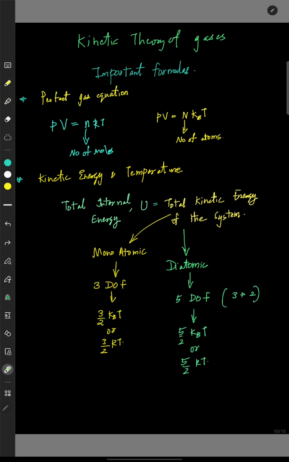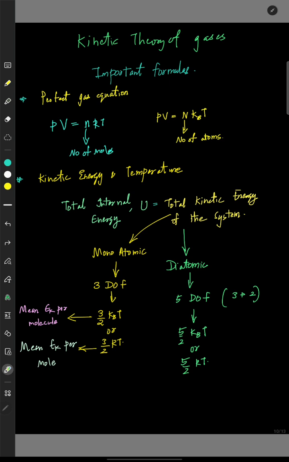For a monoatomic system, it comes with 3 degrees of freedom, that is 3 translational directions, and for each we have half kBT, so in total 3/2 kBT, or we can also say 3/2 RT. For the diatomic system, it comes with 5 degrees of freedom, the 3 translational and 2 rotational degrees of freedom. So we can say 5/2 kBT and 5/2 RT.